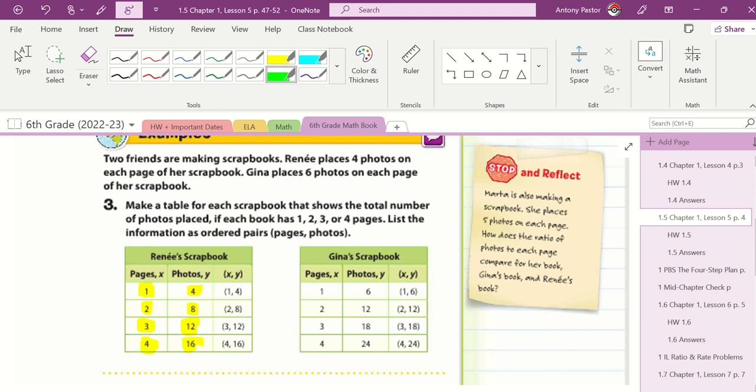In Gina's scrapbook, she's actually putting 6 photos per page. So we got 1, 6, 2, 12, 3, 18, 4, 24.